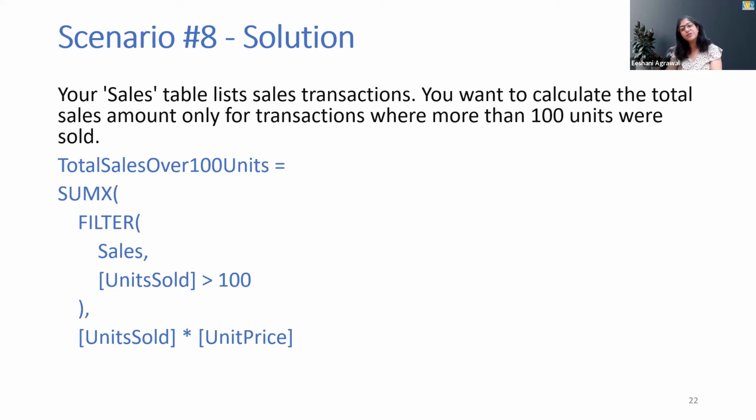But if your table does not have sales in it, then you will have to filter the data for units greater than 100 and give it to the SUMX function. So filter is working as a table for SUMX. So SUMX is what? You give a table and then you give an expression that you want to work on. So for the table, we are putting a filter on it because we want to reduce the transactional data where units is greater than 100. And then what we are doing on it, we are multiplying units sold into the price.